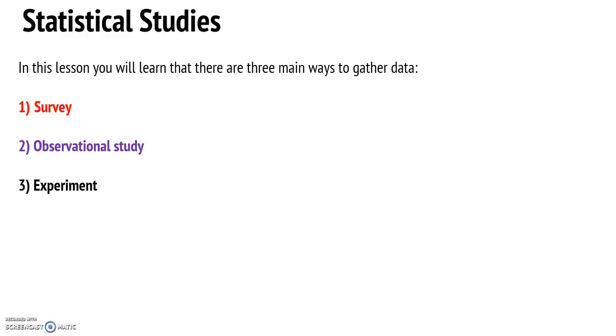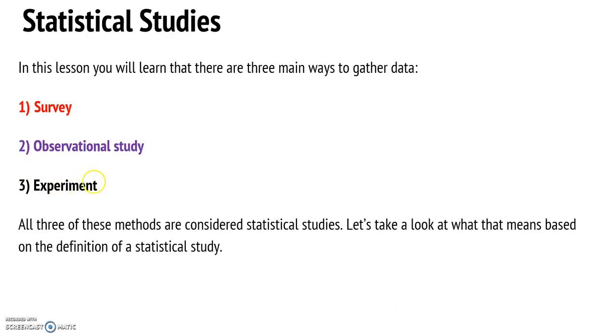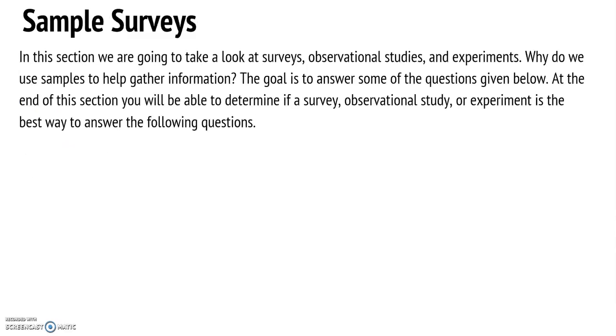And in this lesson, we will go over these three different types of statistical studies and explain when is the best time to use each of them. All three of these methods are considered statistical studies. We're going to take a look at what that means based on the definition of a statistical study. So, a statistical study is a study where data is collected and the statistics are examined. So remember, we talked about in the previous section, statistics are any numbers that come from a sample. So we're going to be taking a sample, finding the mean or the proportion, and taking a look at what those means or proportions from the sample tell us about the population.